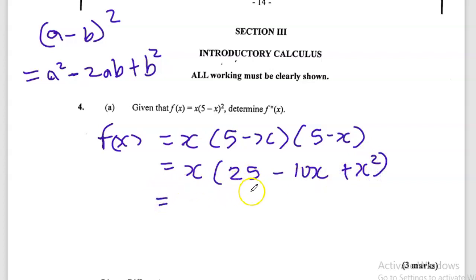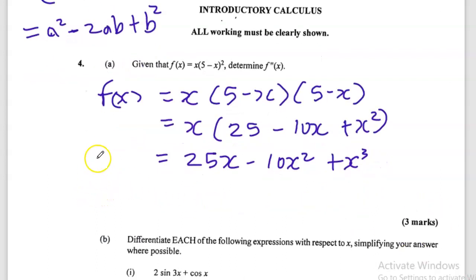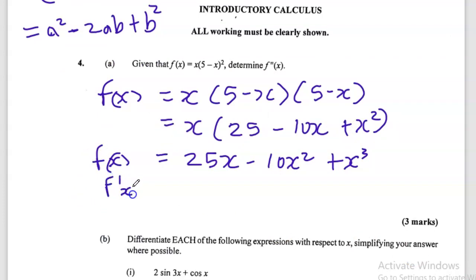So distribute the x to each term. So we have 25x minus 10x squared plus x cubed. So we can take the first derivative now. So this is f of x. So the first derivative: differentiate 25x, we get 25. Differentiate negative 10x squared, we get negative 20x. Differentiate x cubed, we get 3x squared.